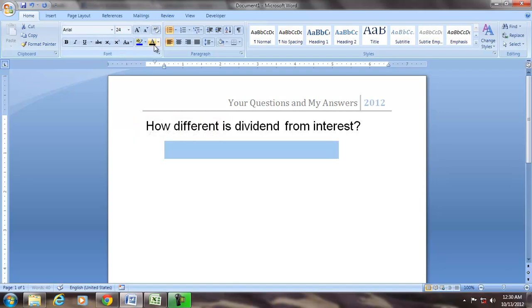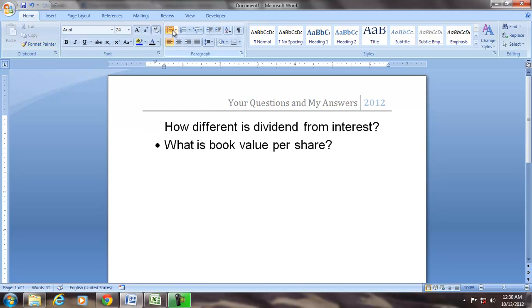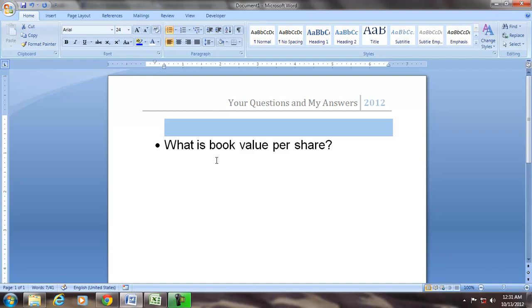The second question: what is book value per share? Book value per share is the equity of the company divided by number of shares. Book value per share shows the asset backup per share.